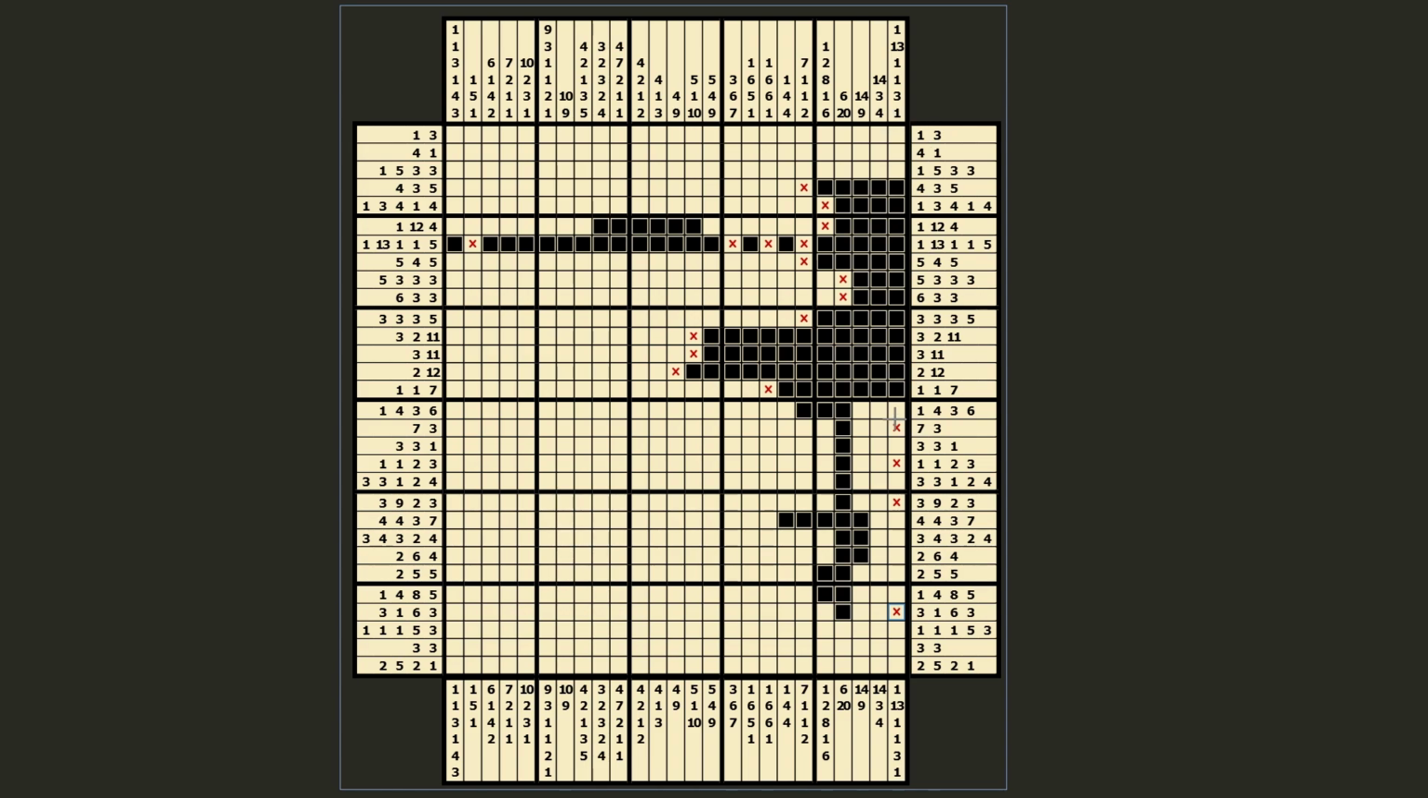1, 13, 1, 1, 3, 1. That the 3 has to be here. So fill that out. That's the 4. Alright, now this is the 8, which cannot extend to here. So that means that's the 2. Extend that. This is the 1.